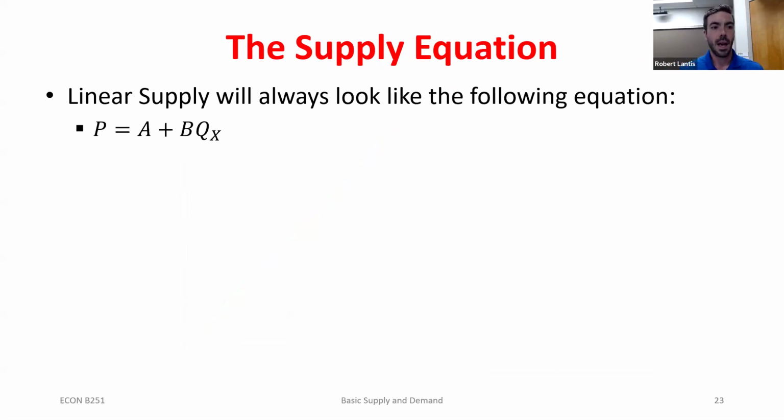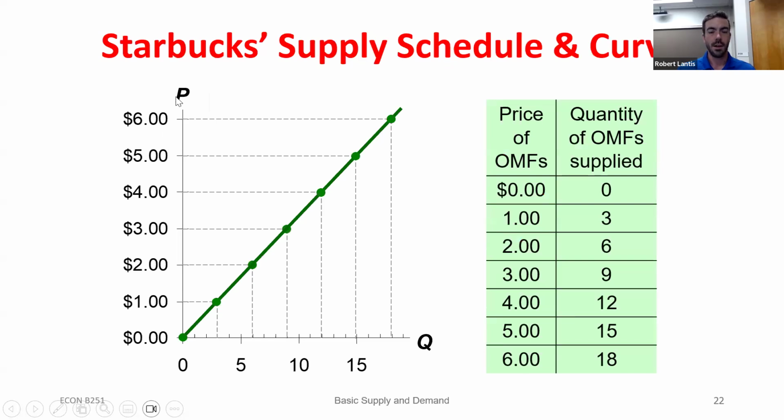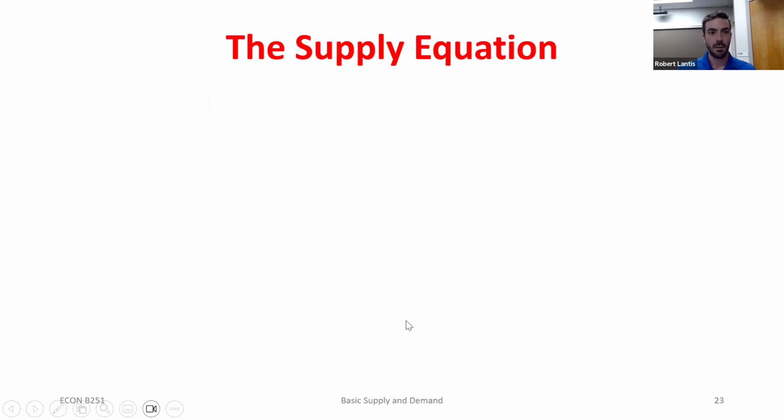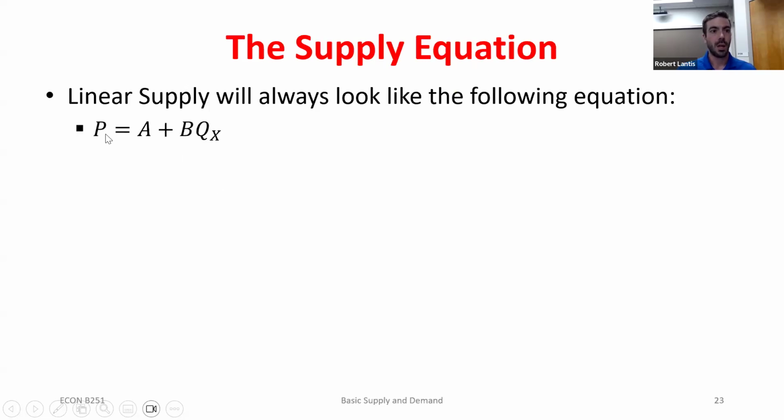Here, our intercept A is still going to represent our intercept. B will still represent the slope. Our x and y axis, just like with demand, y is going to be the price. However, x is now quantity, but it's not quantity demanded, it is quantity supplied. Okay, so we've got quantity supplied, price, our slope, and our intercept.